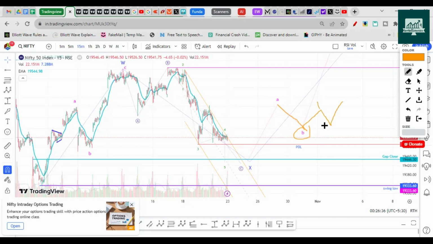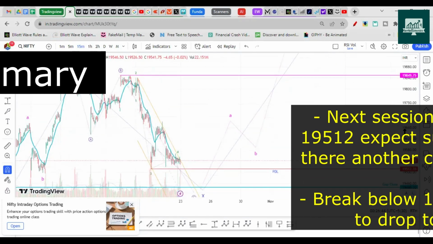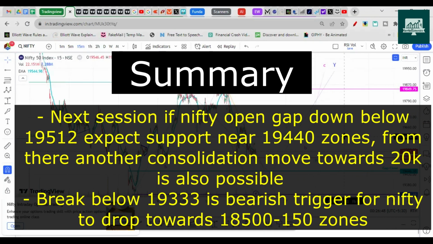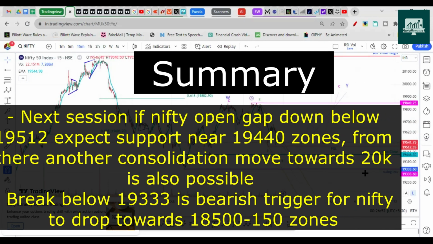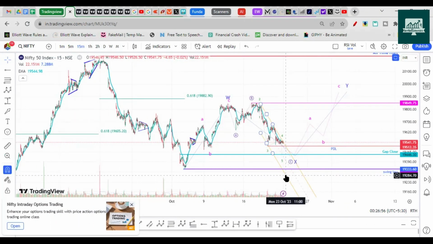And then I would like to look for a C wave opportunity. It can be like this, 1, 2, 1, 2. I would enter on the break of this high, right? So that will be my C wave, and that I want to ride for 20,000. So if this is the structure that is going to happen, then it's well and good. If it breaks this 19,333, we are done for. We are going 1,000 points down. That's what I'm assuming. 800 to 1,000 points on the downside is possible.